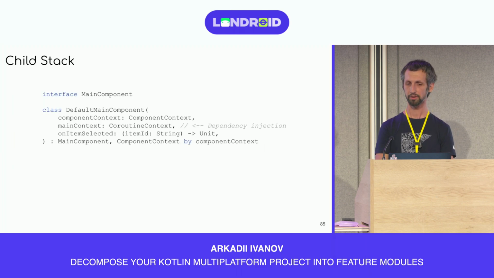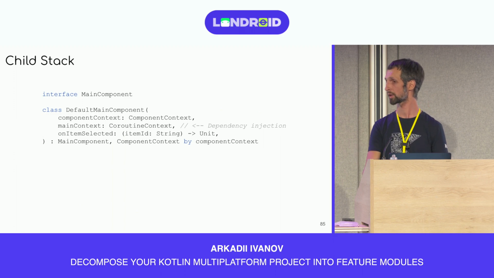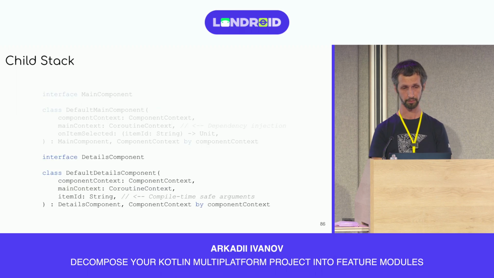So here's an example. We can define a couple of child components. They can accept any kind of dependencies, including callbacks. In this case, the main component accepts its own context, and it also accepts a main coroutine context and an on-item selected callback, which is invoked when an item is clicked. Details component also accepts the main coroutine context and an identifier of the item to be displayed. As you can see, we benefit from strict type safety here. It's not possible to mess with types. The project will not compile otherwise.